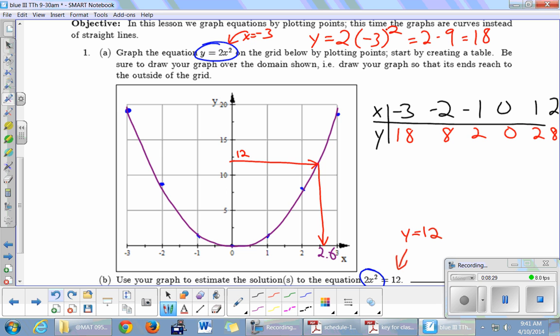Are there any other answers that still match up with this y equals 12? Yeah, there's a negative thing here happening. Here's another point on the curve where y is equal to 12. And again, we can go straight down. And it looks like for me, it's about negative 2.6. Again, you can have a different number.